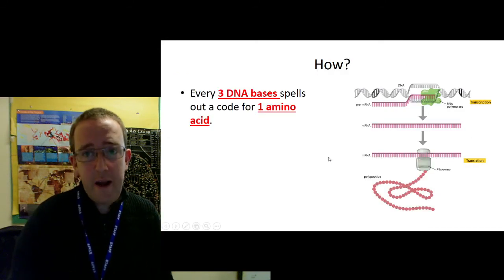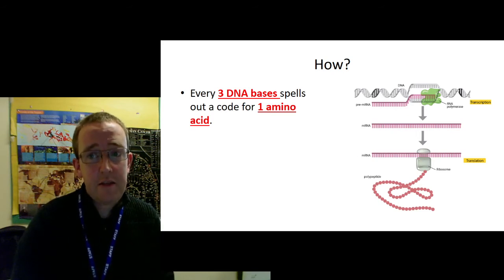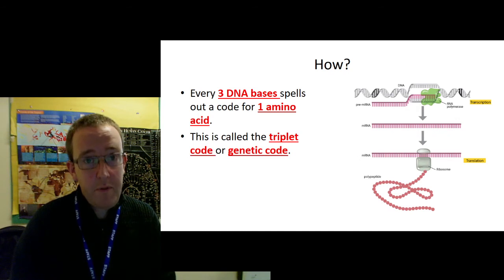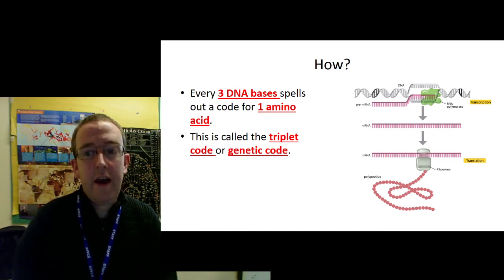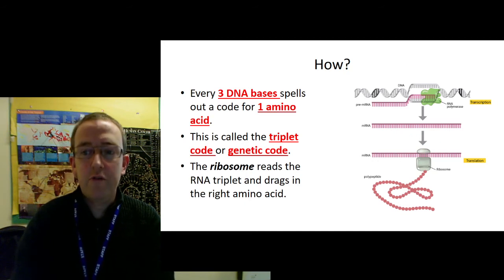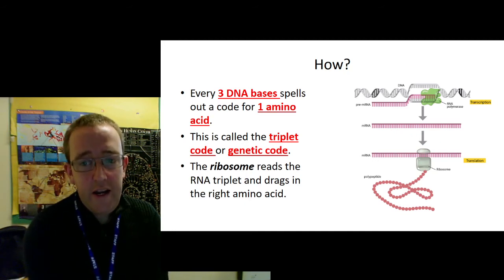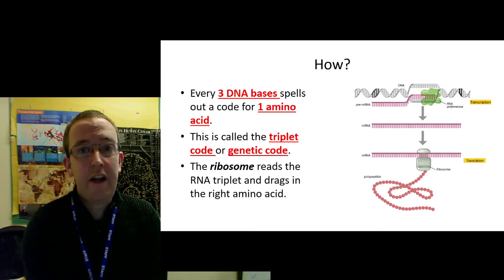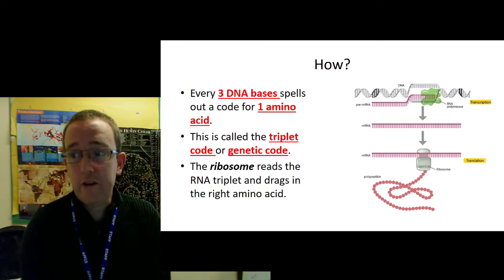Just to really hammer this home, 3 DNA bases spell out 1 amino acid. That is called a triplet, a codon, and it's called the genetic code. And it is the ribosome that reads this molecule, RNA, and drags in the right amino acid. Now, this is one of those gaps I was talking about. You're not expected to know what RNA is. It is perfectly adequate at GCSE to say that the DNA's code tells the ribosome which amino acids to put in order.